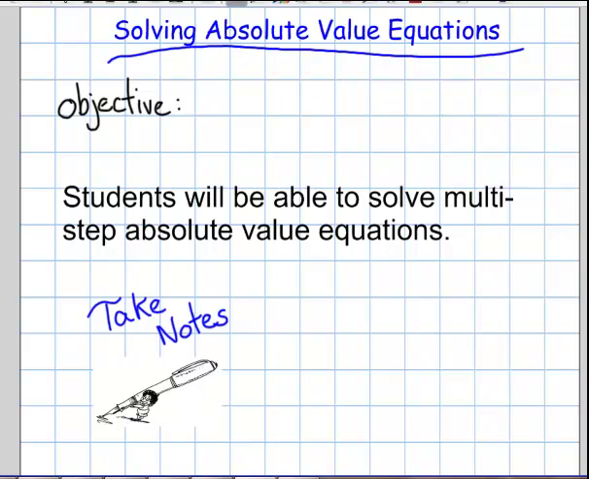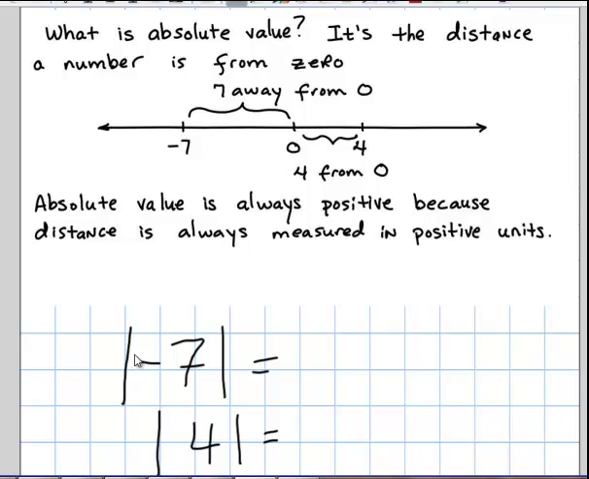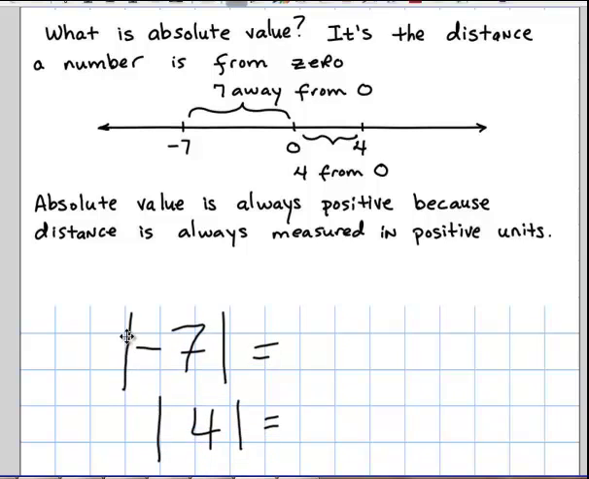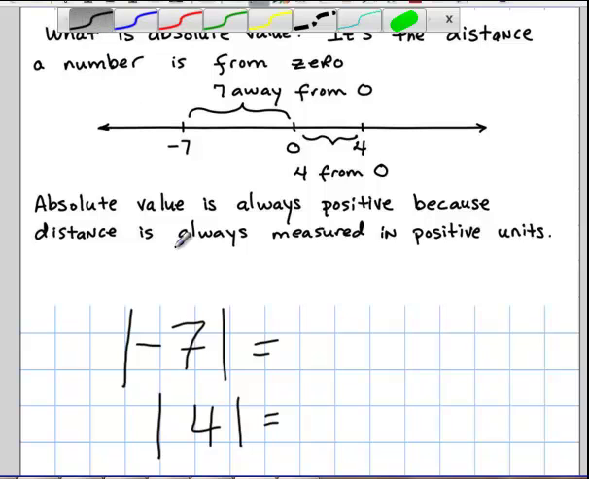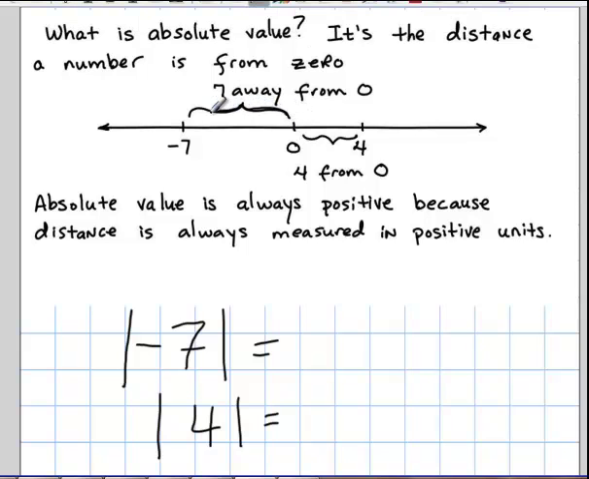Okay, so let's start off with looking at what an absolute value is. Before we can solve a multiple step absolute value equation, we have to know what an absolute value is. It's pretty simple. Absolute value on a number line is the distance you are from 0. So let's look down here. We have the absolute value of -7. This is saying how far are you from 0? Well, if we look here, we are 7 units away.